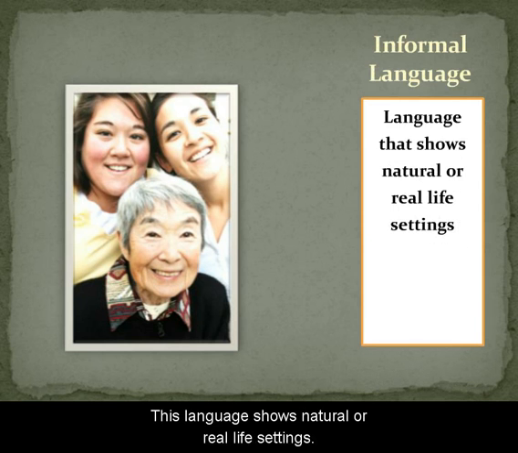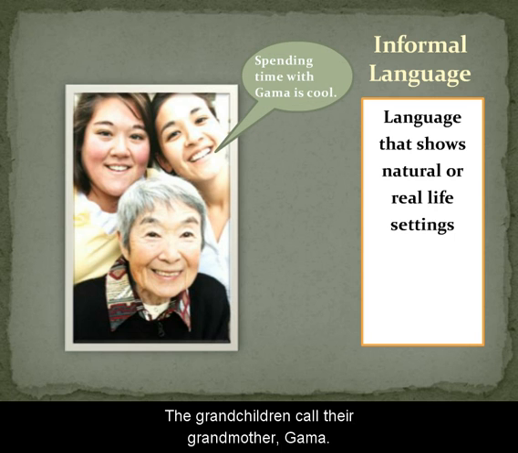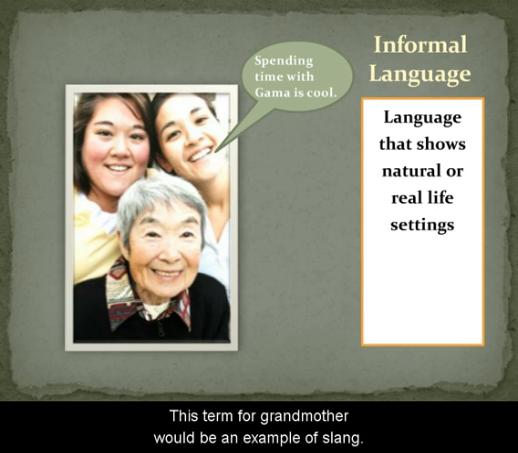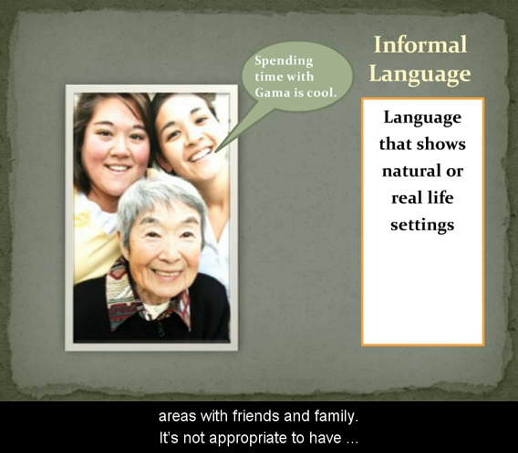Informal language is also known as slang. This language shows natural or real-life settings. Terms such as cool, awesome, sick, clean, and bro are all such forms of slang. Take a look at our family here. The grandchildren call their grandmother Grandma. This term for grandmother would be an example of slang. This style of language is appropriate in the private areas with friends and family.